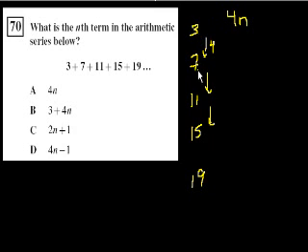And then 4 times 2 is 8, and 7 is less than 8. And 4 times 3 is 12. But this is 1 less than 12, right? So it seems like all of these are 1 less than a multiple of 4. So the nth term is going to be 4n minus 1. And that should work out, right? The third term is 4 times 3, 12 minus 1 is 11. And that's the third term. So that's 4n minus 1, which is choice D.